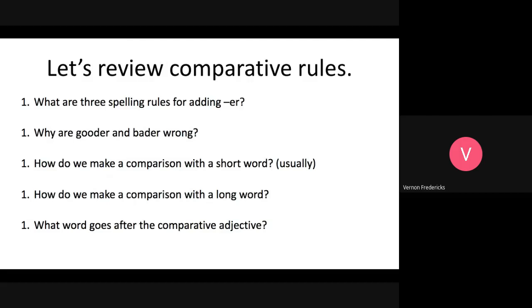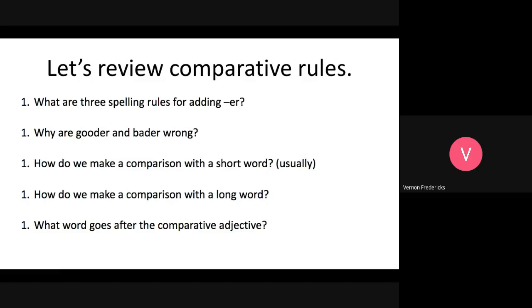Answer this for me quickly. What are three spelling rules for adding er? When would you add er? Okay. Question number 2.